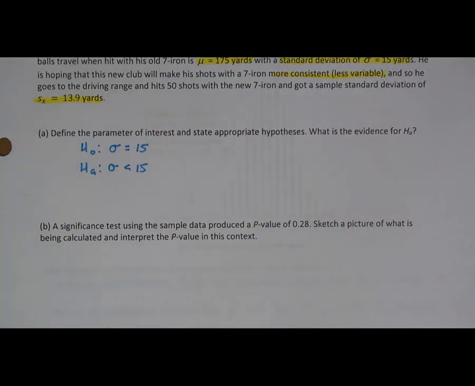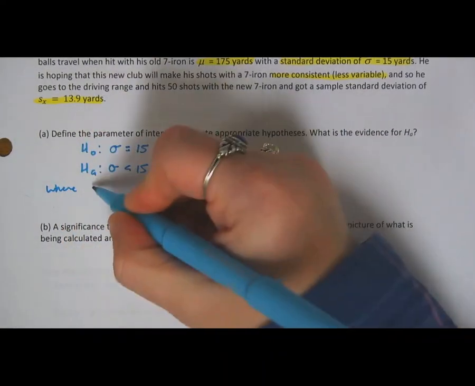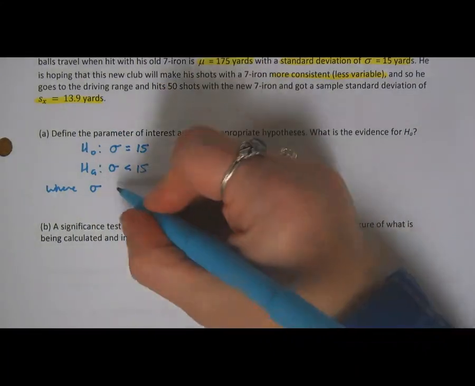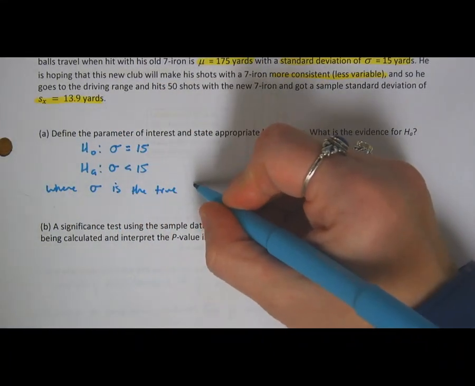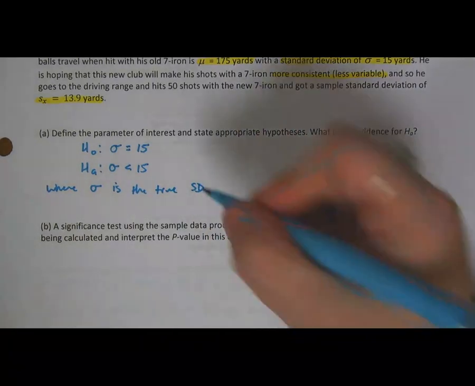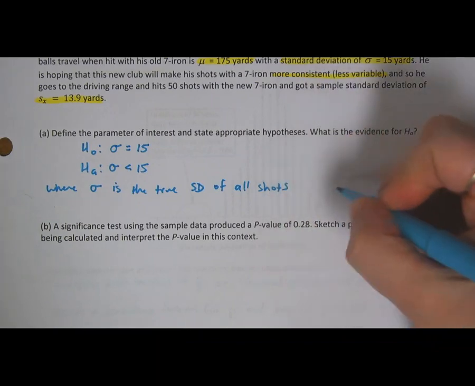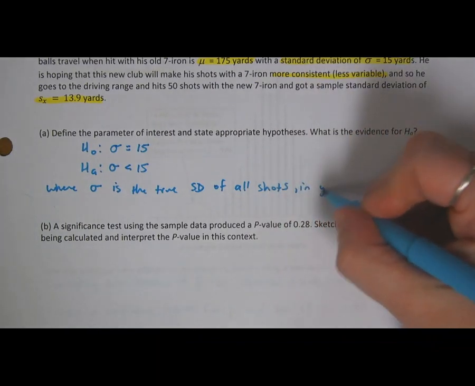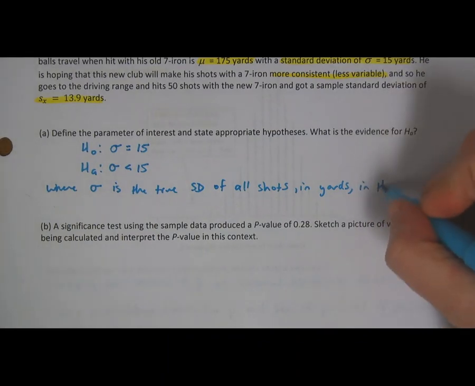Wants his shots to be more precise. Remember, precision and spread go together? Okay, we just need to make sure we define our parameter and then tell what our evidence is. Let's go ahead and put where sigma is the true standard deviation of all shots in yards in the long run.